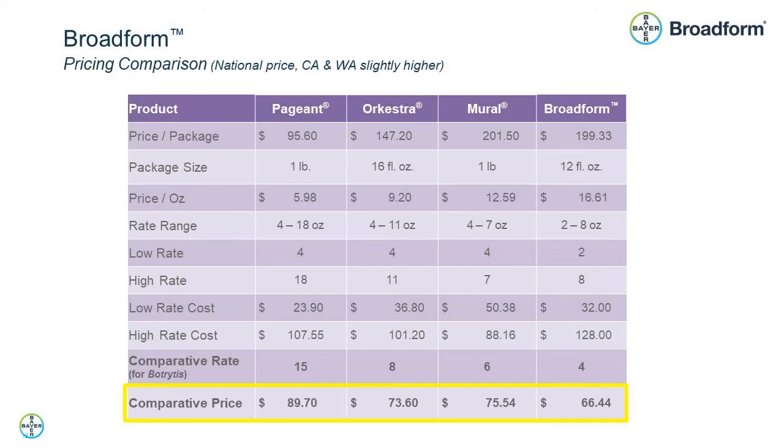I know there's a lot of info here on this particular graph, but take a look at the bottom line. In an apples-to-apples cost and use comparison, Broadform fungicide is very competitively priced versus other 7-Eleven products when you're using them at competitive rates. And it offers you as a grower a great value for your disease control spend. I know that's important these days when every dollar counts.